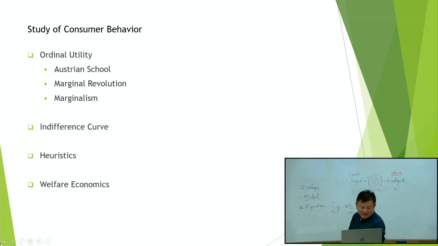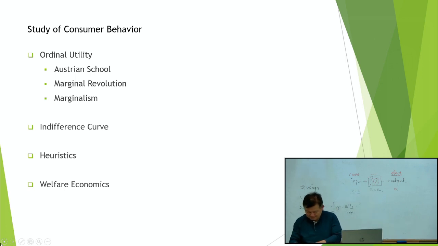Okay, that's why the Austrian school is very important. The thought of economists started the ordinal utility. Okay, this is the Austrian school. Also, the marginal revolution. Next concept we need for marginal.